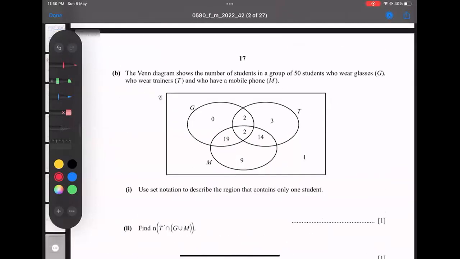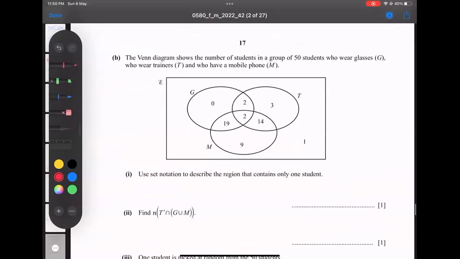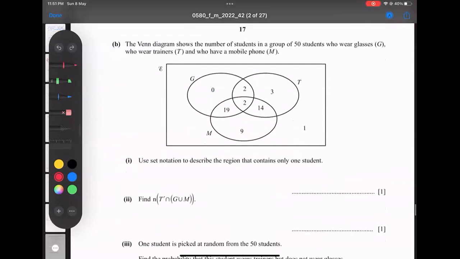Part B we have here. The Venn diagram shows the number of students in a group of 50 students: those who wear glasses, those who wear trainers, and those who have mobiles. So 3 things: trainers, glasses, and mobiles. So have a look now. And one student has nothing, okay.